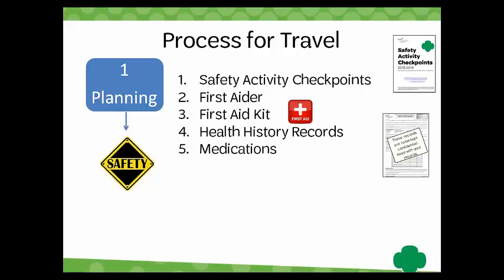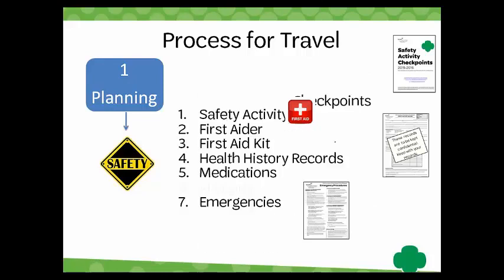Number 5 is medications. All medication must be in original containers, and they have to be kept by the first aider. This includes medication for adults traveling with the group too, and this is for the safety of all the girls. Medication, including over-the-counter products, cannot be dispensed without prior written permission from a girl's custodial parent or guardian, which is why we have the health history record. Some girls may need to carry and administer their own medication, such as an inhaler or an EpiPen, if that is okay with their parents.